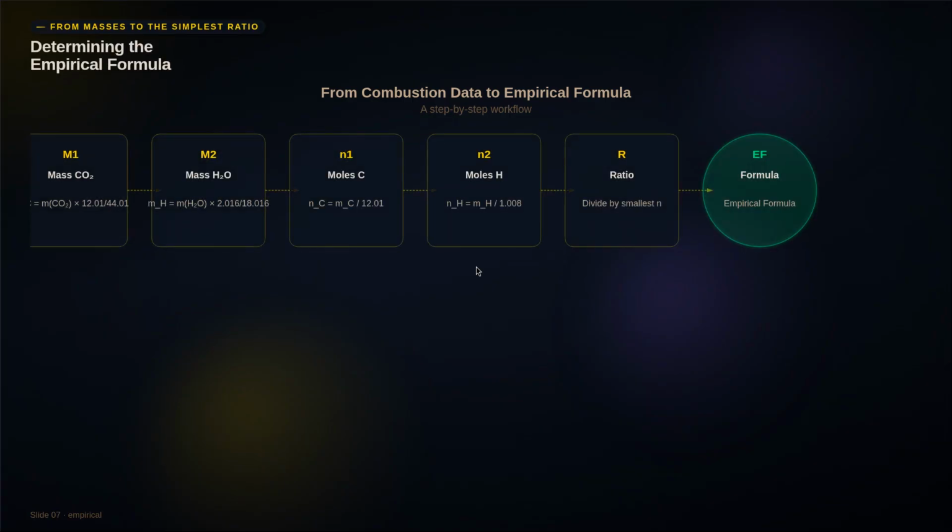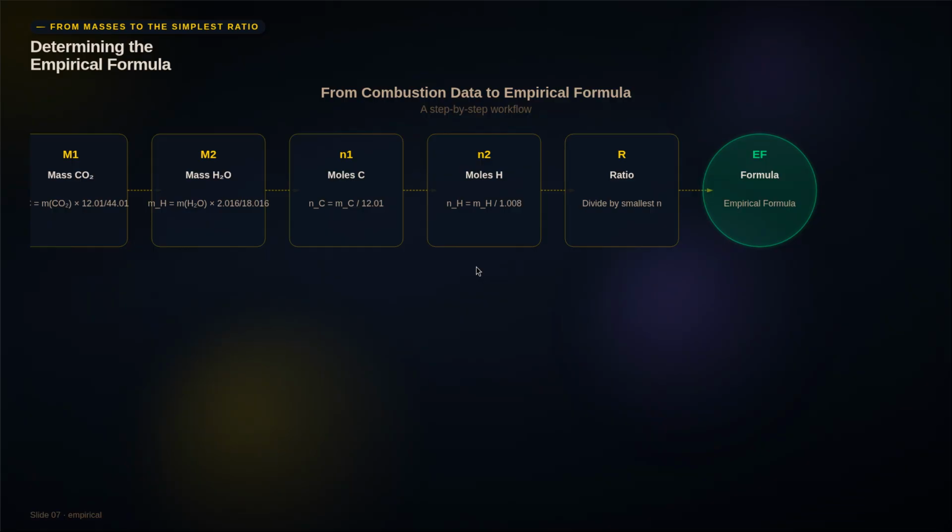Once we know the mass of each element in the sample, we can determine the empirical formula, the simplest whole number ratio of atoms in the compound. The process has 4 steps. Step 1. Convert each element's mass to moles by dividing by its molar mass. Step 2. Identify the smallest number of moles among all the elements. Step 3. Divide every element's mole value by this smallest number. Step 4. If the resulting ratios are not whole numbers, multiply all of them by the smallest integer that makes every ratio a whole number.